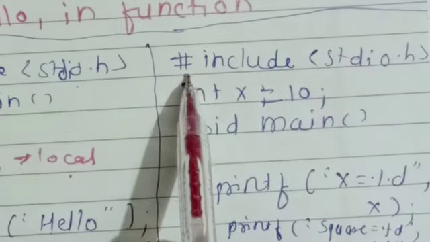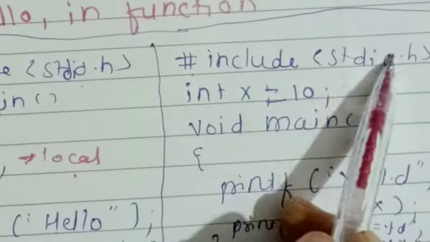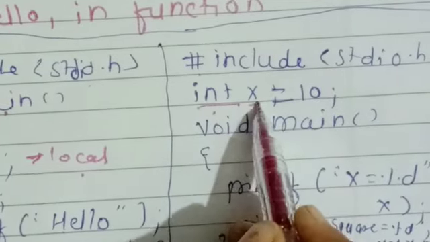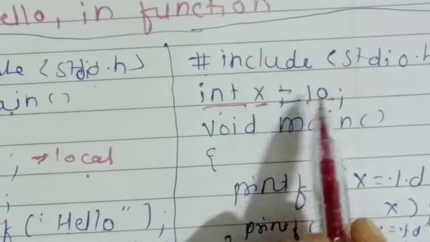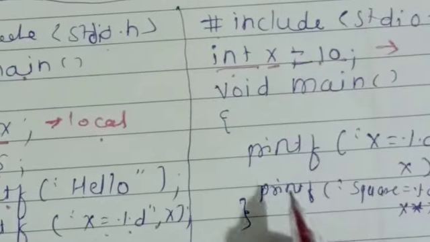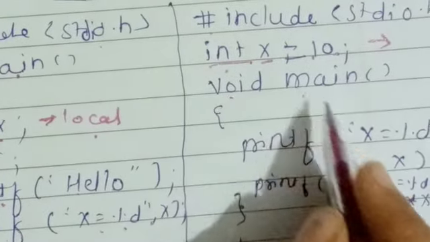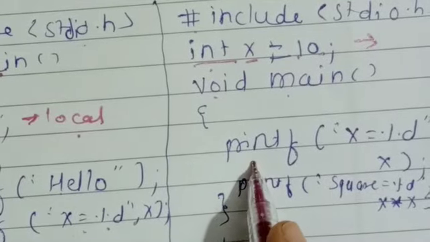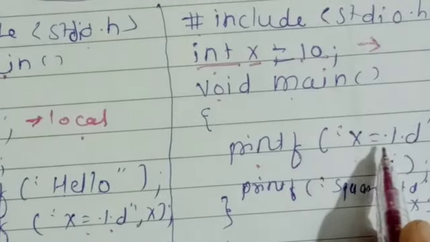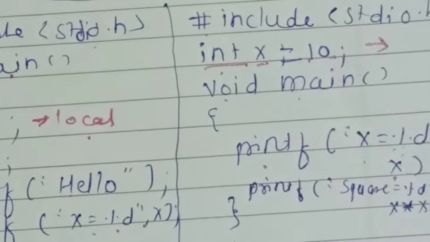Again we are including library include stdio.h. Then here we are taking one variable int x and assigning value 10. Okay, so this is the global variable. Now we are writing function main, void main, printf x equals to %d comma x. So in %d the value of x will be copied.